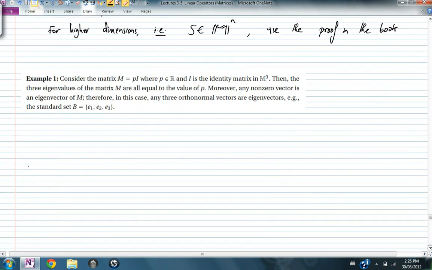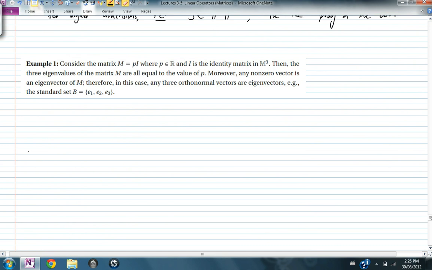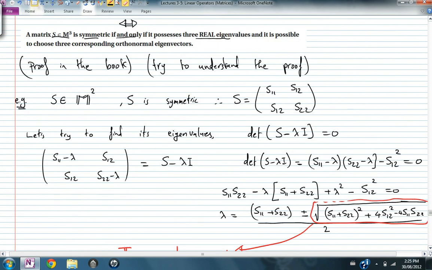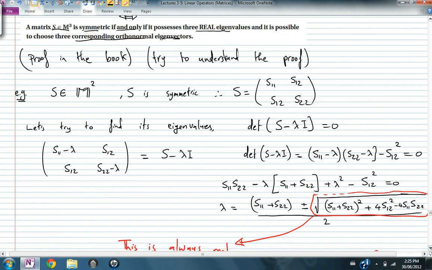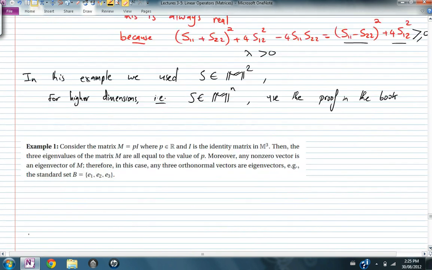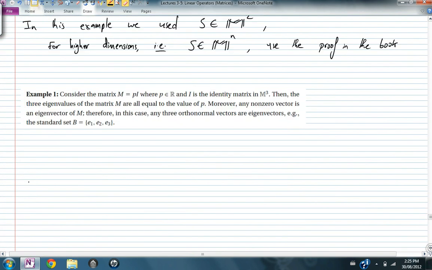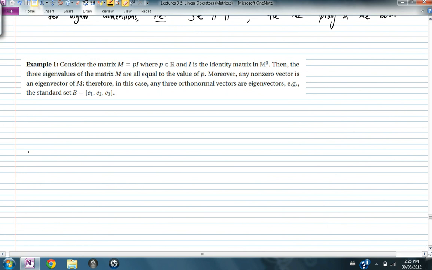Okay, so let's try to understand now how we can choose the eigenvalues and the eigenvectors of a symmetric matrix, and why we say that the eigenvectors are always orthonormal. So let's look at examples. First one is the matrix Pi.